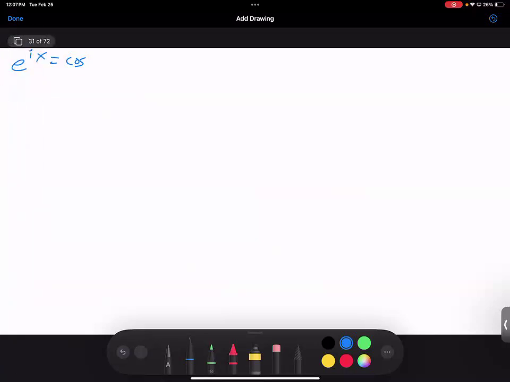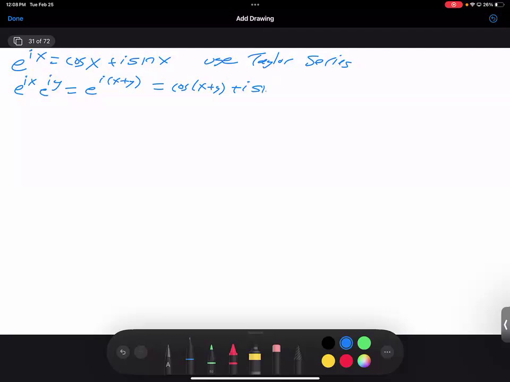now that we have the derivative of sine is cosine, the derivative of cosine is minus sine, now we have the series expansions. Now we have the Taylor series. And now we have e to the ix is cosine x plus i sine x. So now we can use Taylor series. And we can do e to the ix, e to the iy is e to the i(x plus y), which is cosine of x plus y plus i sine of x plus y.